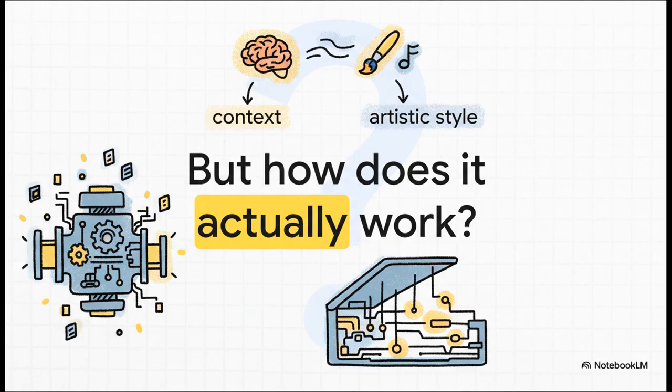Okay, so it's one thing to see the amazing results, but it's another thing entirely to understand what's actually going on under the hood. How does a machine learn to grasp context, nuance, or even artistic style? Well, that's exactly what we're here for. Let's pop the hood and take a look.